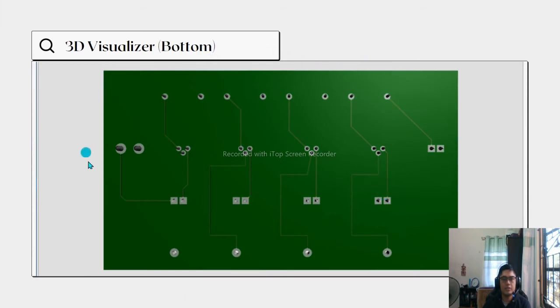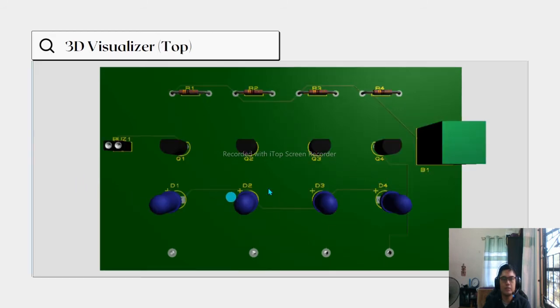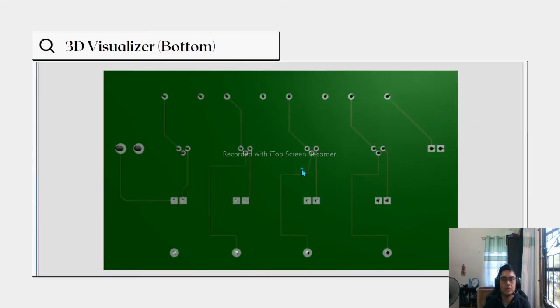So this is the 3D visualizer from the bottom view. As you can see, we focus more on the bottom copper compared to the top copper. As you can see from the top view, the top copper we only use at the resistors here, then connect to the battery, then from the 4th transistor to the first hole, and then from the LEDs, from D1 here connect to D2, connect to D3 and connect to D4, and from the buzzer connect to transistor 1. So the others will connect with the bottom copper.